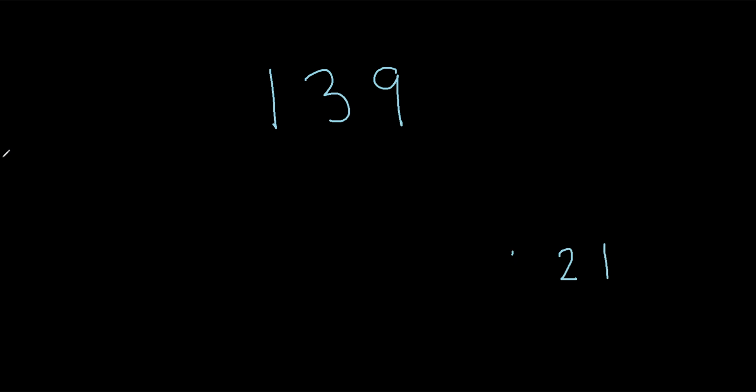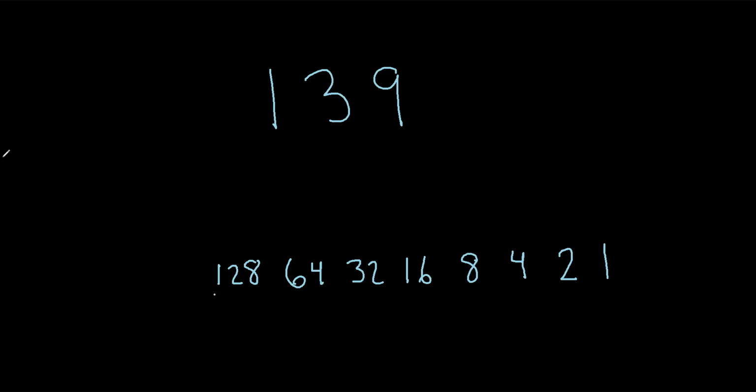So 1, 2, 4, 8, 16, 32. 32 doubled is 64. 64 doubled is 128. 128 doubled is going to be a number that's greater than 139, so we only need to go up to 128. And now we ask ourselves, well, out of these values, how can we pick values that add to 139?